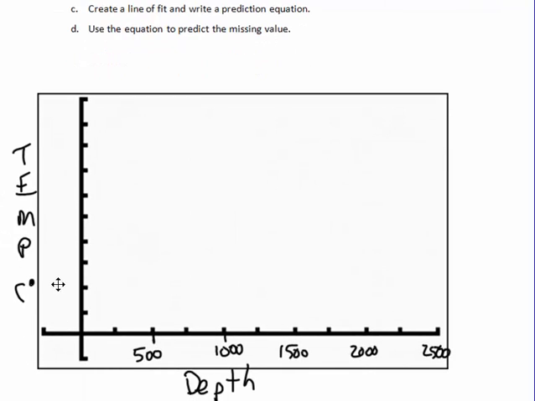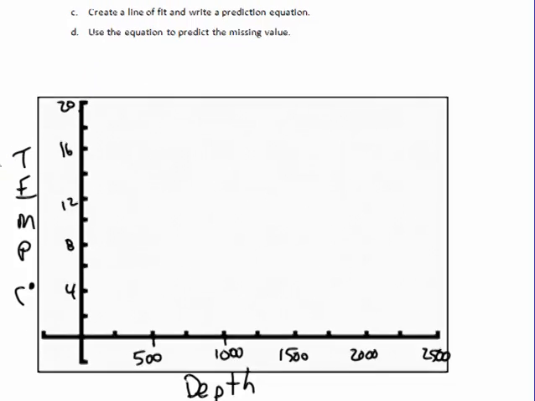So I have 2, 4, 6. This would be 8. 10, 12. This is 12. 14, 16. 18, 20. And this keeps going. Let's just know 22's up here somewhere.